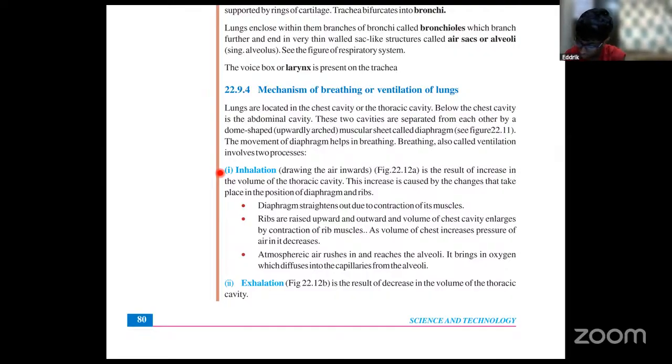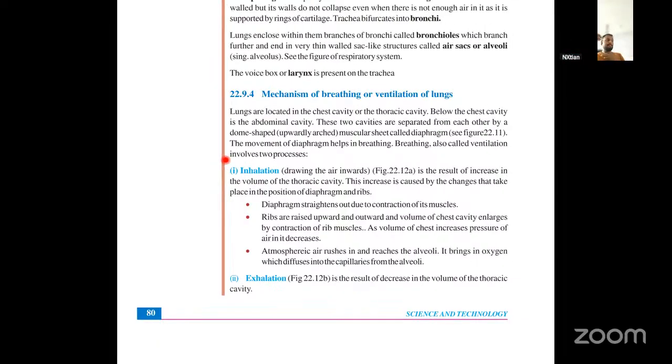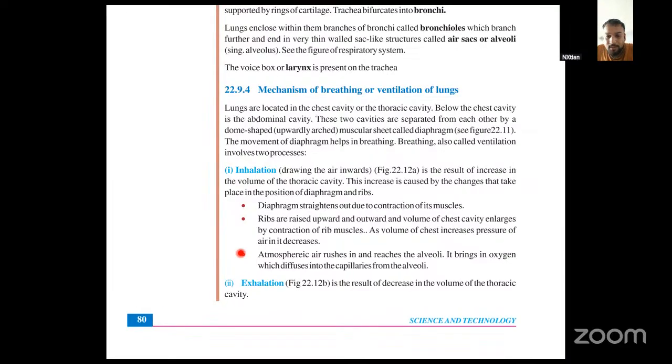It brings in oxygen which diffuses in the capillaries from the alveoli. So here is the process of inhalation. They can ask you what happens in the inhalation. You have to write all these things as points. In a 3 mark question, they can ask you, and you have to write all this in points. So please mark it important. Now exhalation, please.